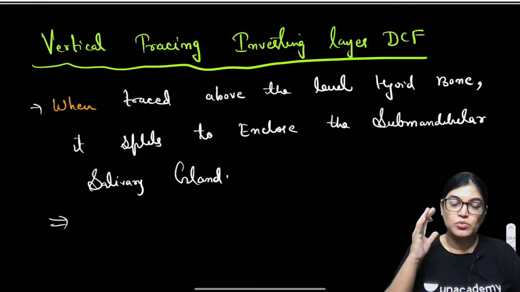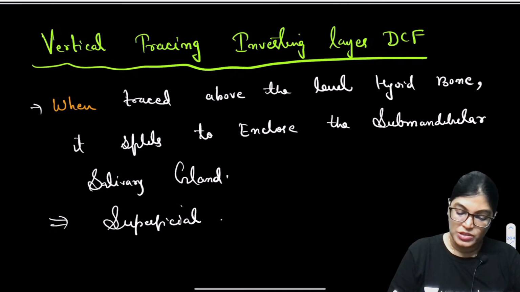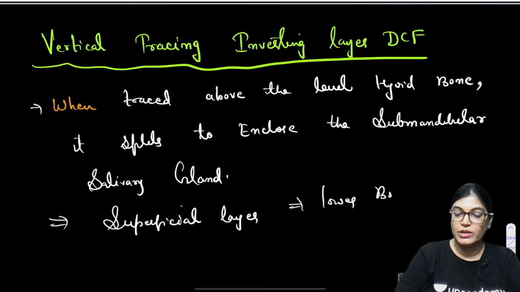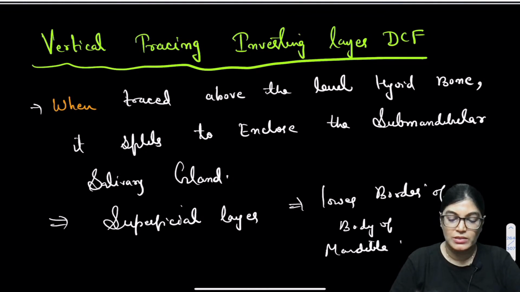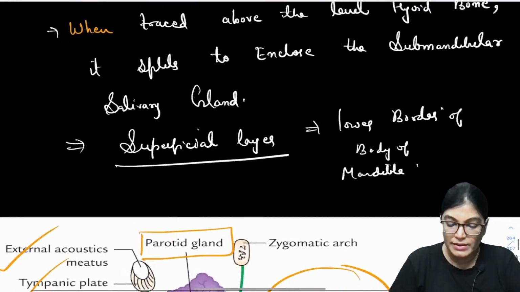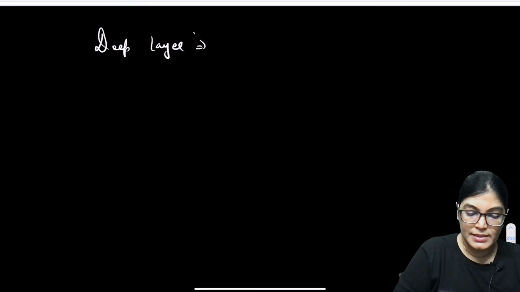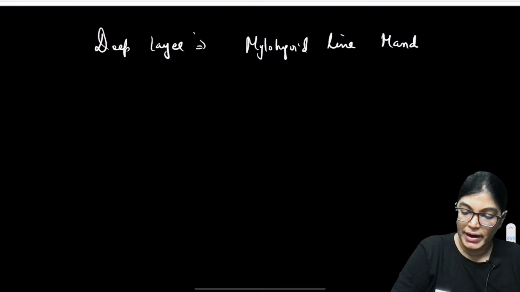Now, what about the superficial layer which is covering it? So, when we are talking about the superficial layer of the investing layer which is covering the submandibular gland, it is attached to lower border of body of mandible. This is about the superficial layer. What about the deep layer? The deep layer is attached to mylohyoid line of mandible. Got it?